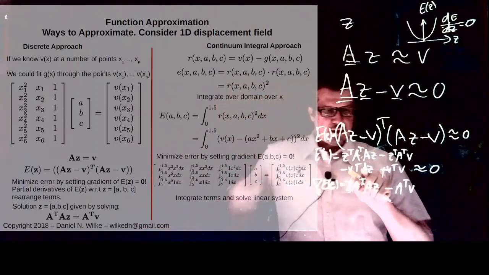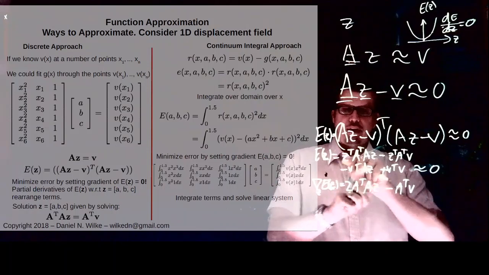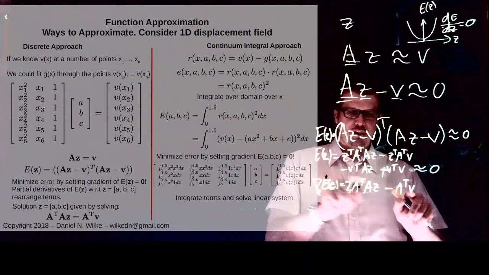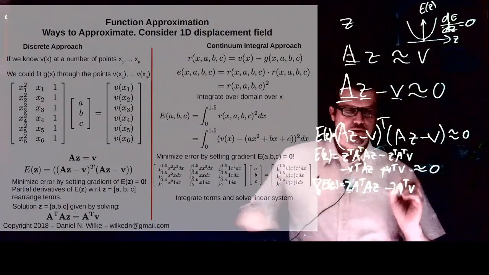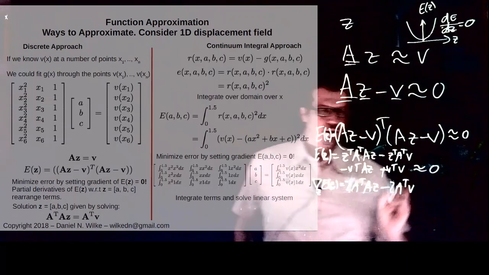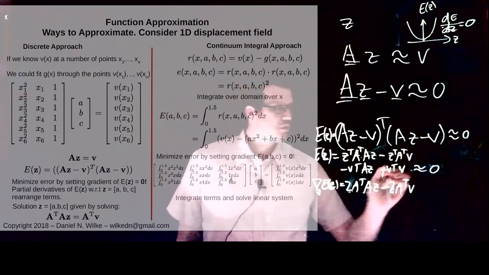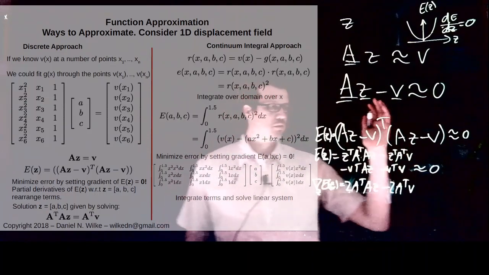If we take the derivative of this with respect to Z, I end up with V transpose A, which is again a row vector. If I take its transpose, it's A transpose V, which is this 2 times. Okay, that's essentially what I have there. If I look at V transpose V, that's just a constant, so its derivative with respect to Z just falls away to 0.